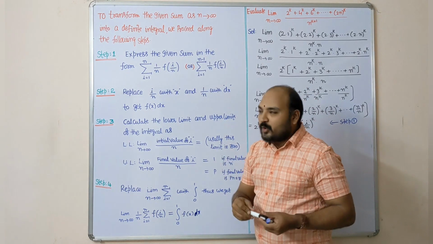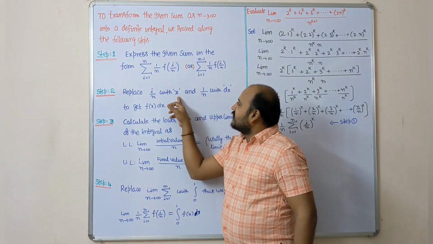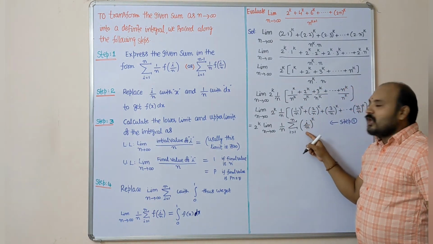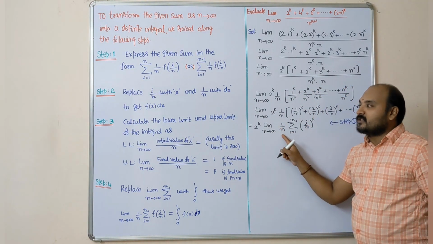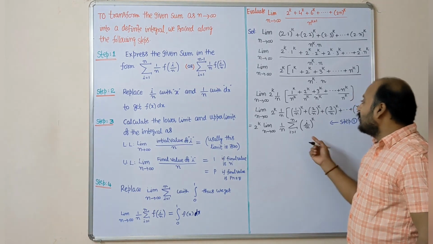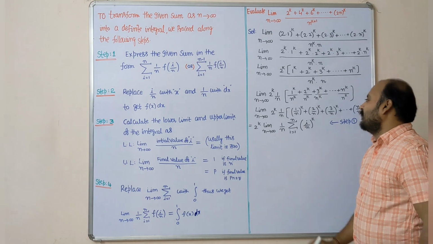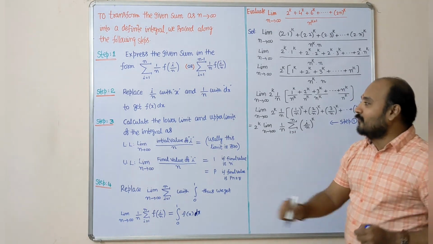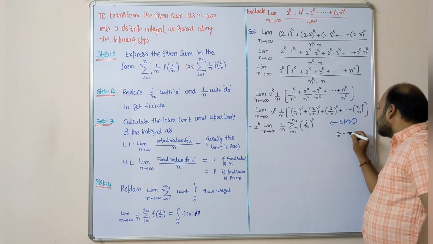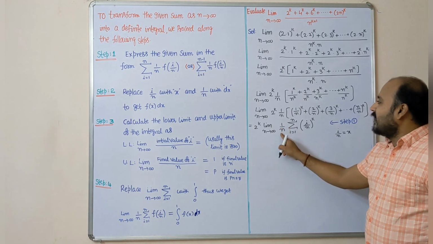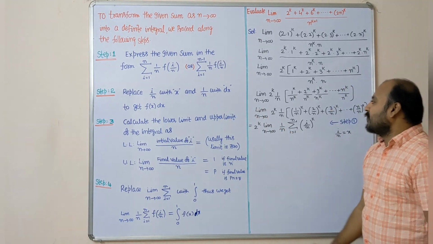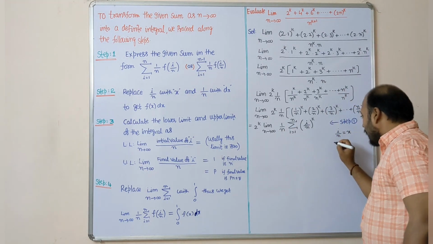After step 1, what we have to do? Replace i by n with x, and 1 by n with dx. So i by n value is x, 1 by n is replaced with dx, giving f of x dx. We can find the limits also here only. i by n is equal to x, and wherever 1 by n is there, it will be dx.